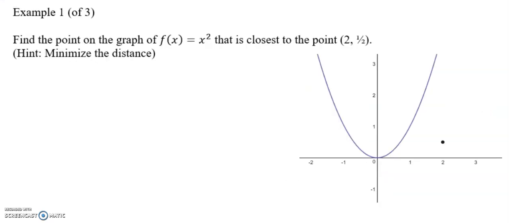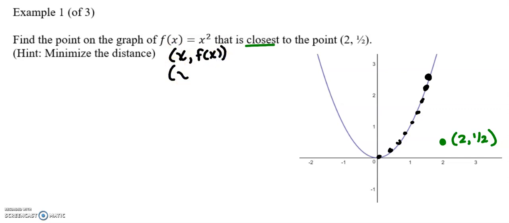All right, so our first example, it says find the point on the graph of f of x equals x squared that is closest to the point (2, 1/2). So here's our coordinate point, (2, 1/2). And what we want to find is what point along this parabola is the closest or the shortest distance. So any one of these points, it doesn't matter which one I pick, any one of those coordinate points is going to be (x, f of x), in which case for us, it's (x, x squared).